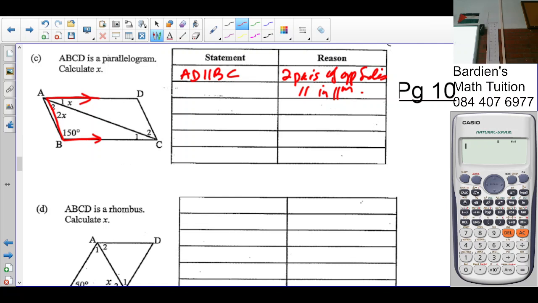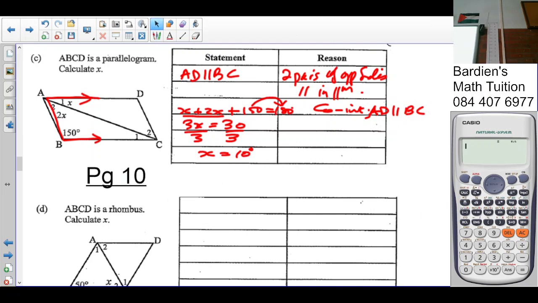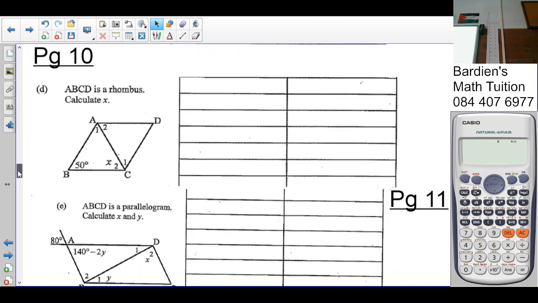Right. So what do we say now? x plus 2x plus 150 equals 180. Co-interior angles with AD being parallel to BC. Not so? That's 3x equals 180 minus 150, which is 30 degrees. Divide by 3 both sides. x is 10. Okay, any confusion here? No? Let's go to the next one, D.